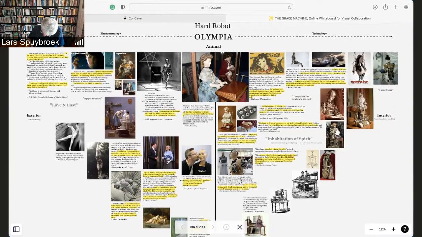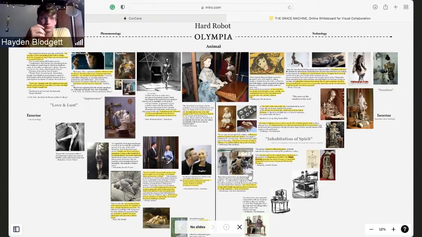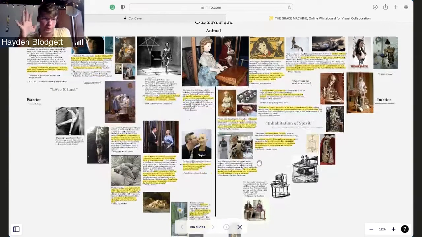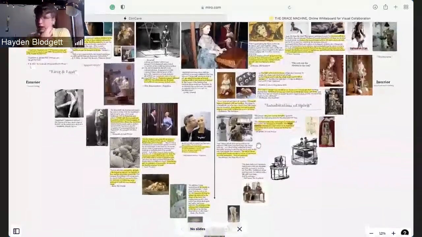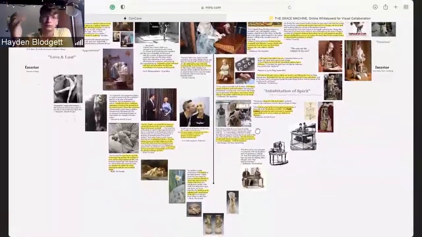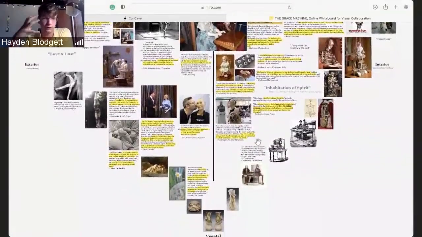And so, moving from the living doll, there's a lot of mention from the Sandman, and in general, about how Olympia's eyes are perceived throughout the world.